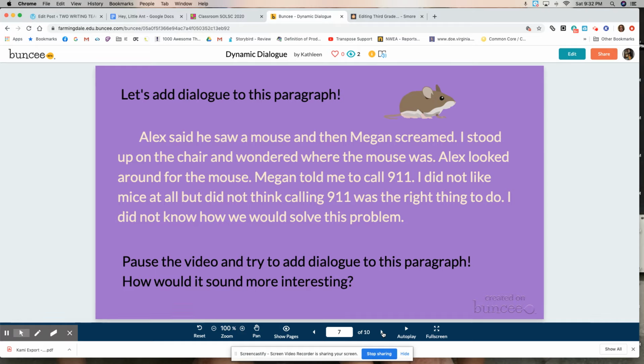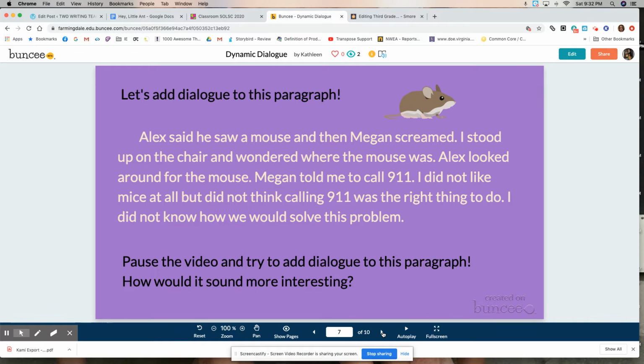Okay. Alex said he saw a mouse, and then Megan screamed. I stood up on the chair and wondered where the mouse was. Alex looked around for the mouse. Megan told me to call 911. I did not like mice at all, but did not think calling 911 was the right thing to do. I did not know how we would solve this problem.